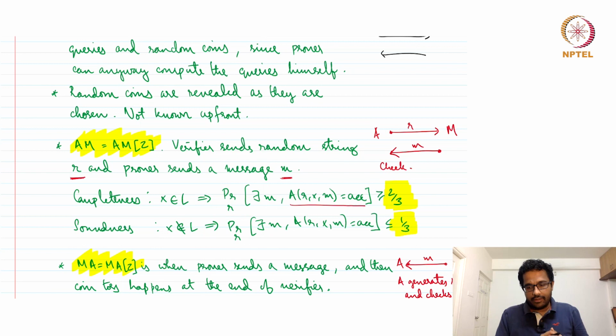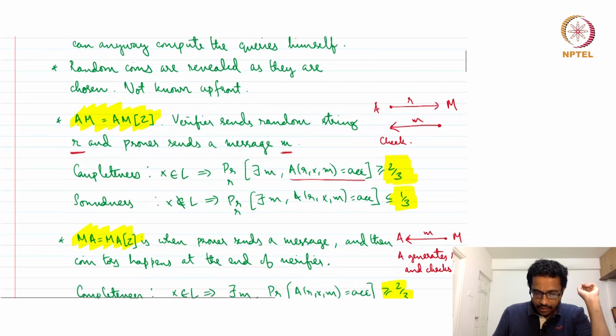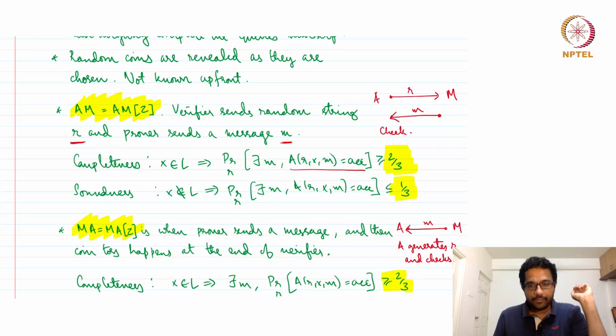Or rather, the R is already chosen. So for at least 2/3 of the choices of R, the prover should be able to pick out an M. Right? So in some cases there may not exist an M, but that's okay as long as for the majority of the cases, or 2/3 of the cases, the prover can pick out an M. And for soundness, when X is not in L, for the majority of cases, for 2/3 of the cases, the prover should not be able to pick out such an M. In fact, the probability that the prover can pick out an M that leads to acceptance is at most 1/3.